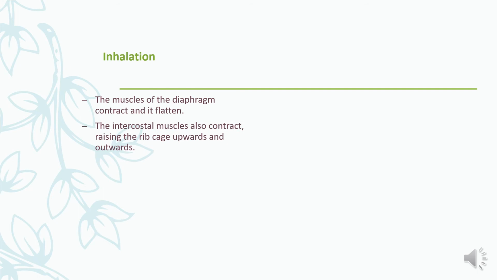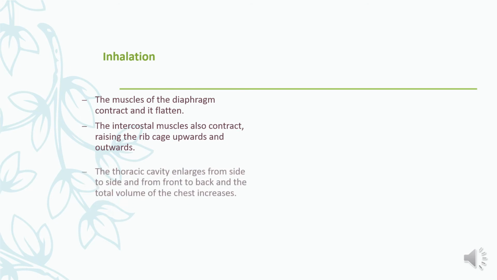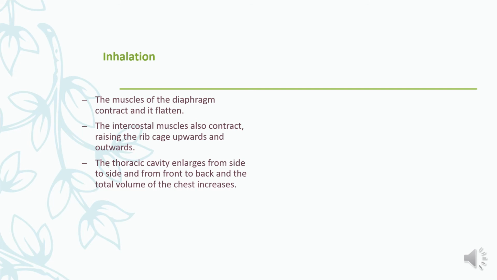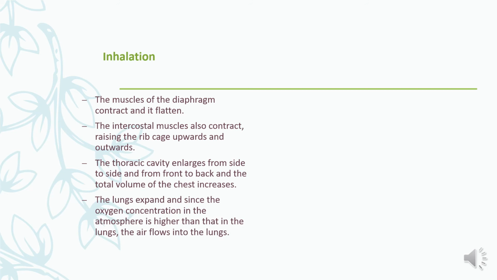Okay, so let's quickly look at the differences between inhalation and exhalation. For inhalation, the muscles of the diaphragm contract and it flattens. The intercostal muscles also contract, which raises the rib cage upwards and outwards. The thoracic cavity enlarges from side to side and from front to back, which will then increase the total volume of the chest. Now the lungs expand, and since the oxygen concentration in the atmosphere is higher than that in the lungs, the air flows into the lungs.